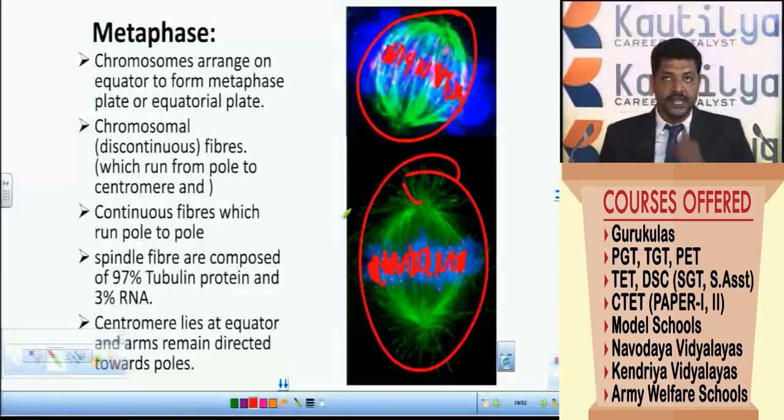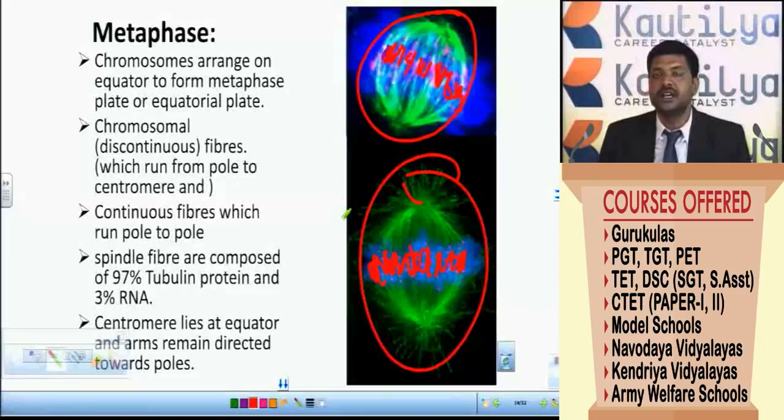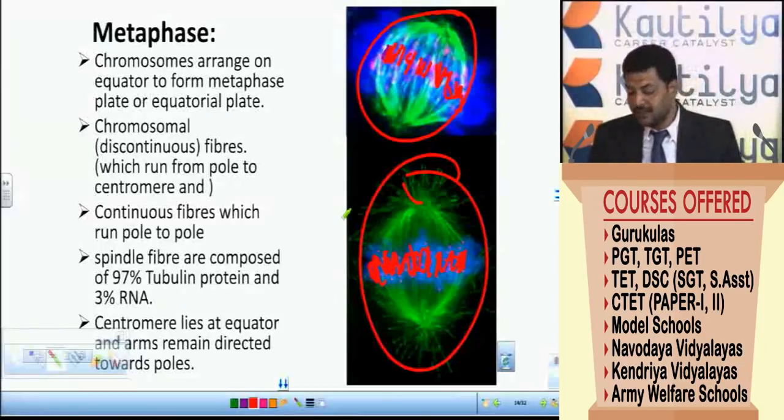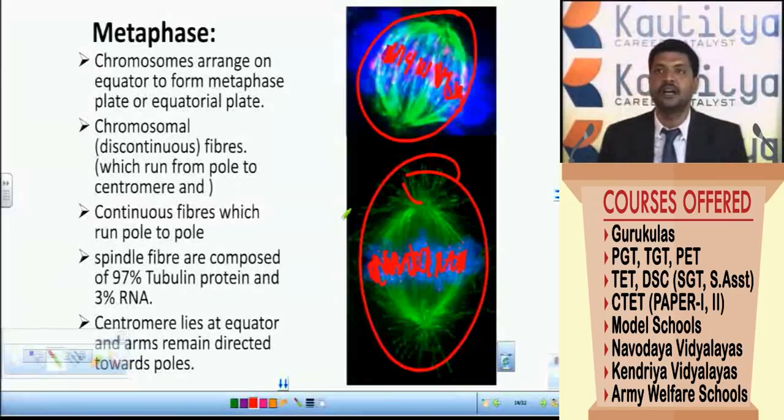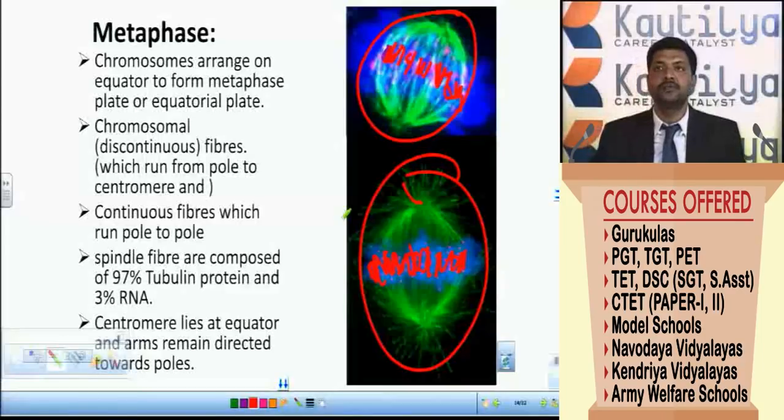Chromosomes are arranged in the mid plate, the metaphase plate or equatorial plate. It is known as metaphase. In metaphase, the chromosome shows maximum condensation and the chromosome number is clearly visible. We can count the number of chromosomes in a particular plant cell. A typical example plant material to observe mitosis is onion root tip cells.